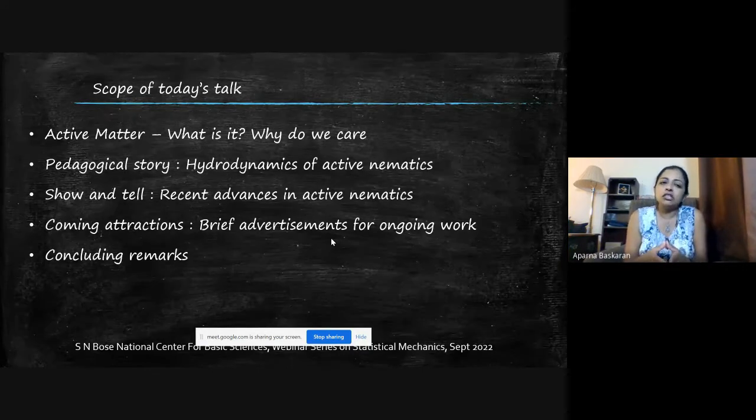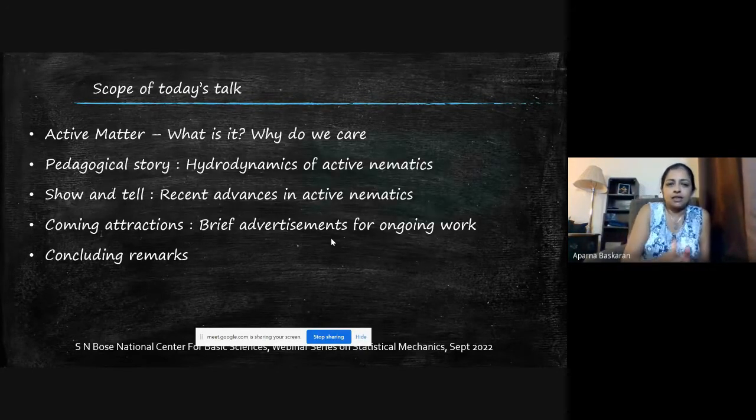Then we'll transition into a show and tell and coming attractions session where I'll be talking about actual papers that are either recently written or that are going to be written soon. That will be somewhat technical and you may be quite unhappy with it, and then you can just go to sleep for those 5-10 minutes of the talk. And then we'll conclude with some overview of what we went through in this talk.